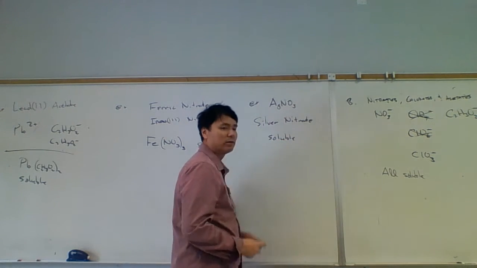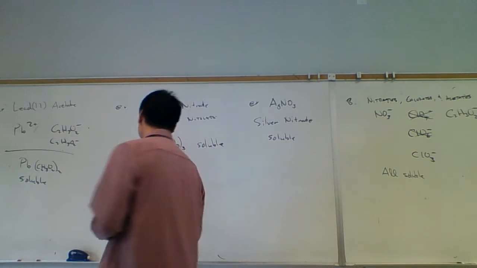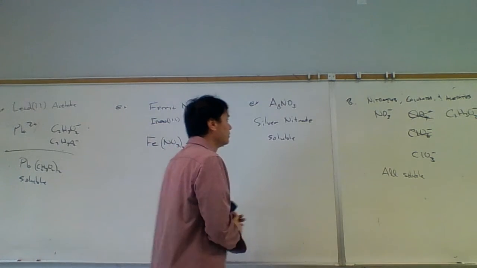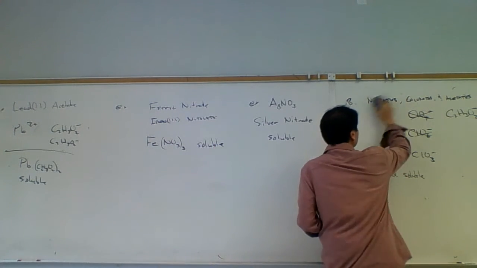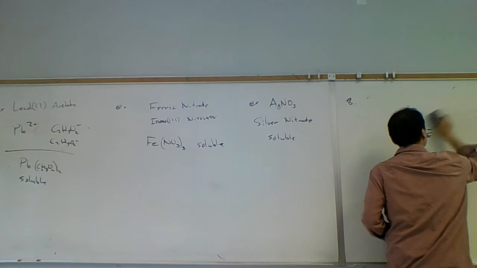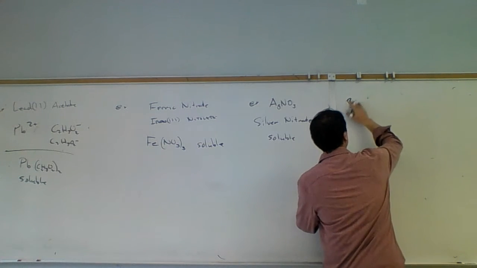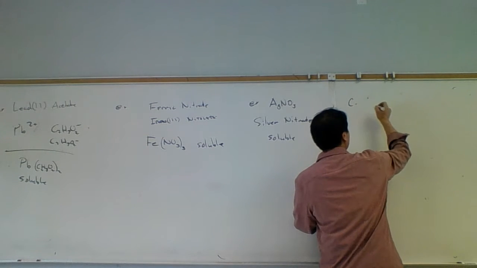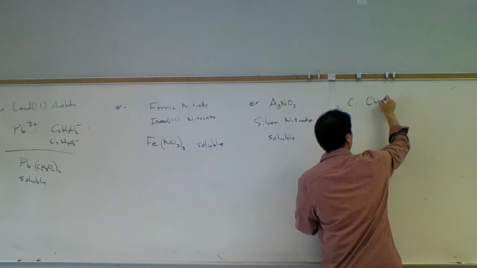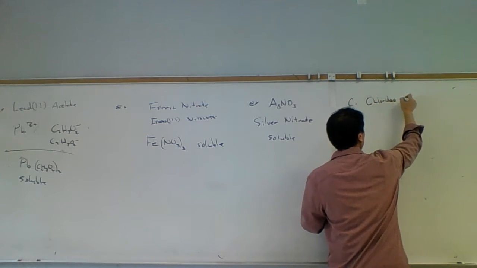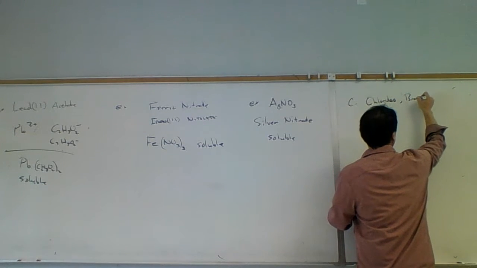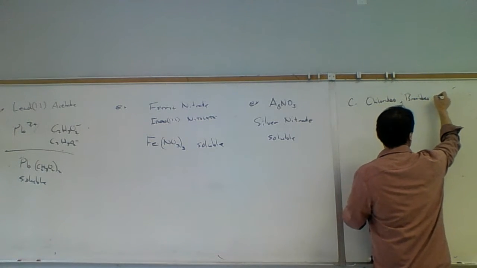Okay, what if it's not one of these? Then we've got to look at another series of anions. So we'll go on to C here. If it's not one of these, then we look for chloride, bromide, and iodide.